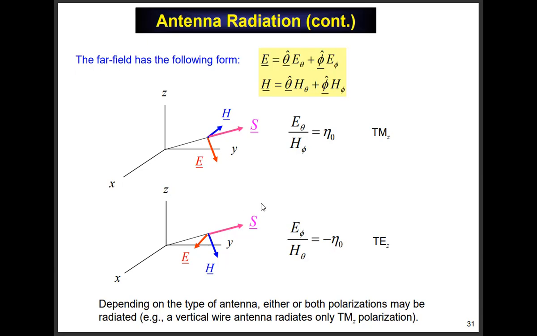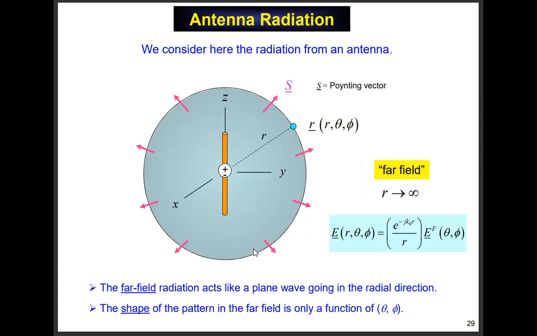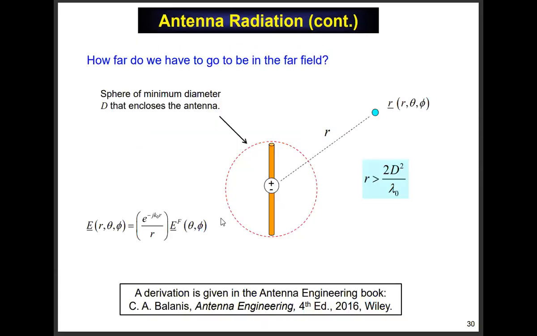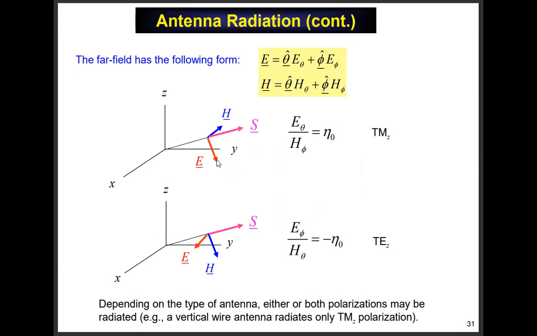Now, depending on the type of antenna, the antenna can radiate TMZ or TEZ or both. The antenna might be radiating circular polarization in a certain direction. And what would that mean? That would mean it radiates equal amplitude TM and TE, but 90 degrees out of phase, right? So it really all depends on the antenna. Now, if you take a simple vertical wire antenna, it turns out that it radiates only the TMZ polarization. So out in the far field, it's going to have only E theta. But every antenna could be different. So the polarization depends on the antenna, okay?